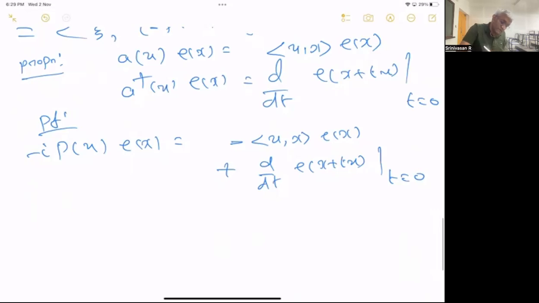This is equal to the limit as T goes to 0 of W(tu) minus 1 divided by 2T, applied to E(x). Since that is equal to that, this implies that the limit exists. So T of E(x) is in the domain of P(u), which need not be an exponential vector, and P(u) of T E(x) is equal to T of P(u) E(x).